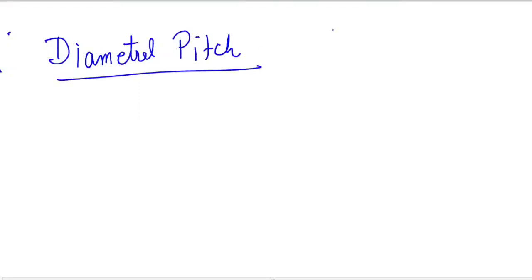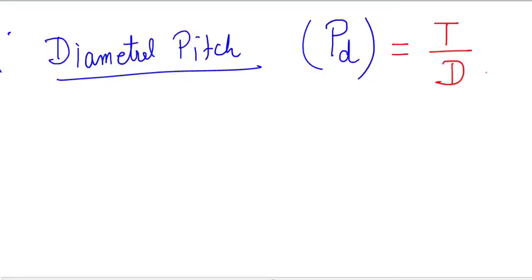Diametral pitch is denoted by the symbol P, and D is the smaller symbol. So diametral pitch is just the inverse of the module. You can say T by D. Module was D by T, right? So now T by D is the diametral pitch. But remember, the diameter is not in mm, the diameter is in inches.